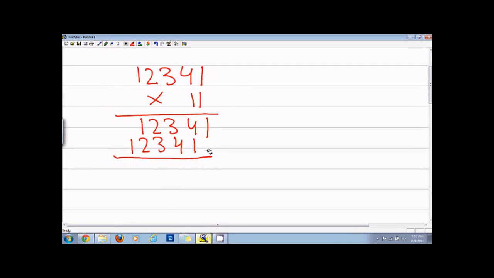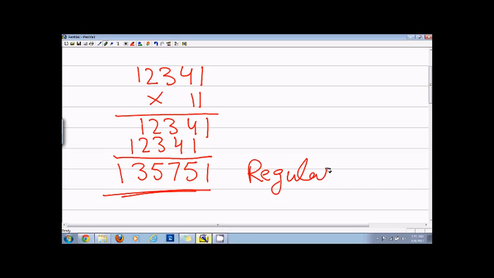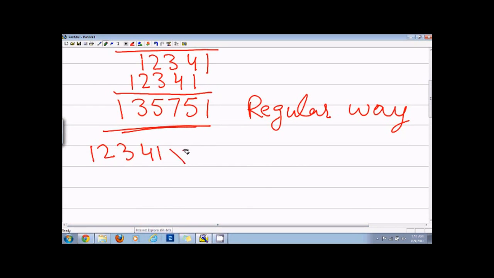So now I'll say 135751. So this is the regular way. Now we can skip all this writing and just approach this problem in a different way. So now suppose we have 12341, and we want to multiply it by 11.